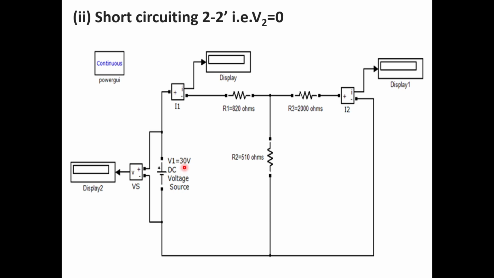This display will show this 30 volts here, and a current measurement is connected in series with 820 ohms, and a display is connected to the current measurement. So whatever current is flowing through 820 ohms will be displayed here in this display. And in series with 2000 ohms, a current measurement is connected, and whatever current is flowing through 2000 ohms will be measured by this current measurement, and it will be shown in this display.